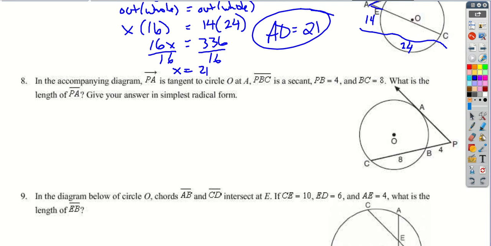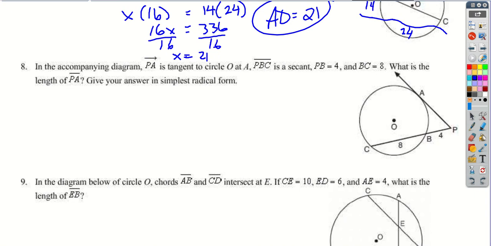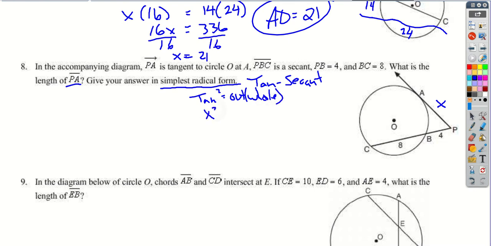All right, dropping down to the next one. So we see simple radical form. We're looking for PA, so we'll call that X. And once again, we have a tangent secant situation. So we know our formula is going to be tangent squared equals outside times the whole. All right, so X squared is equal to, whole is 12, outside is 4, so 4 times 12. So X squared equals 48, and then we're going to go ahead and break this down.